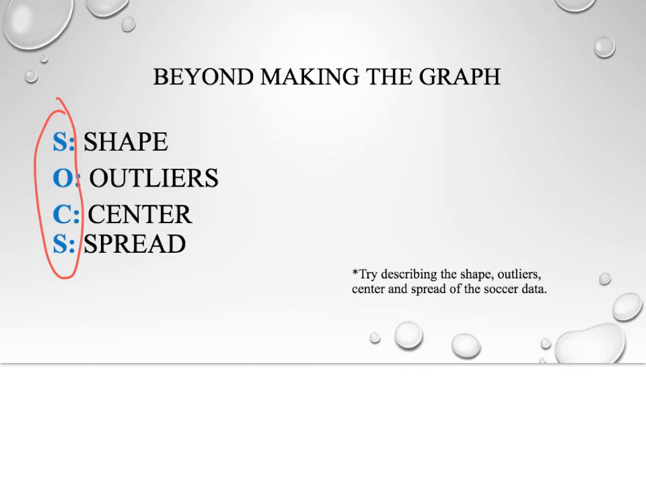So those SOCs stand for shape. What shape does the distribution have? Outliers. Are there any outliers? Center. What is the center of the distribution? And spread. How spread out is the data? So go ahead and take some notes on SOCs and give it a try.